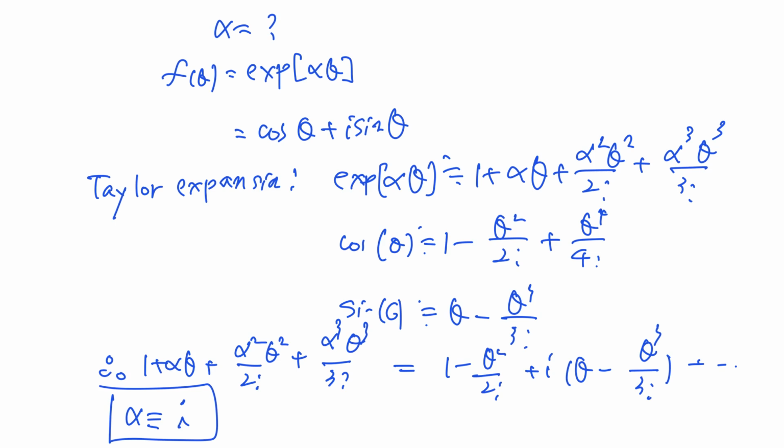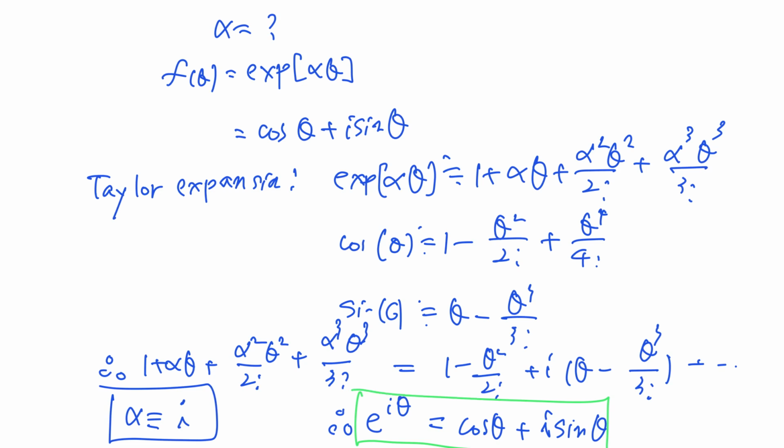So we just obtained probably the most important formula in mathematics, called Euler's formula. Thus we obtained e to the i theta is cosine theta plus i sine theta. It has a name, called Euler's formula.